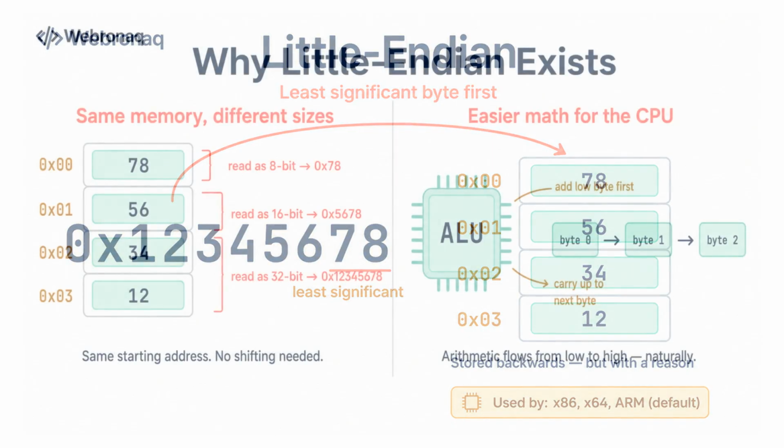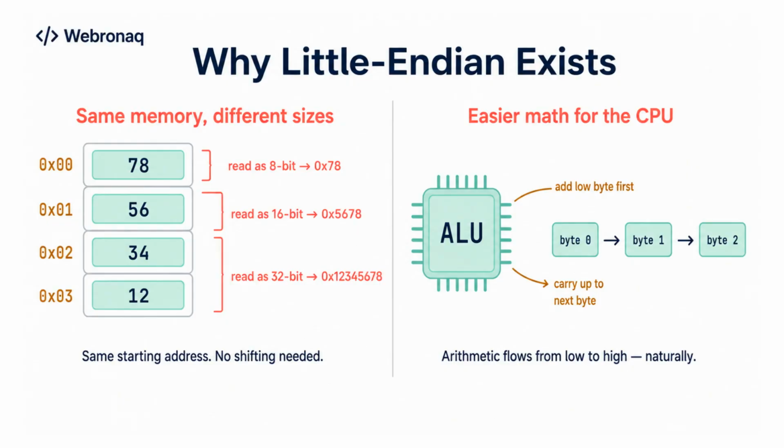Let's answer that next. So why would anyone design a system that stores numbers backwards? It actually solves two real problems. Look at the left side. In little-endian, the least significant byte sits at the lowest memory address. That means if I have a 32-bit number stored at some address, and I suddenly decide I only want the bottom 8 bits or the bottom 16 bits, I just read fewer bytes from the same starting address. The pointer doesn't move. No shifting, no recalculating. The small version of the number is already sitting right there at the front.